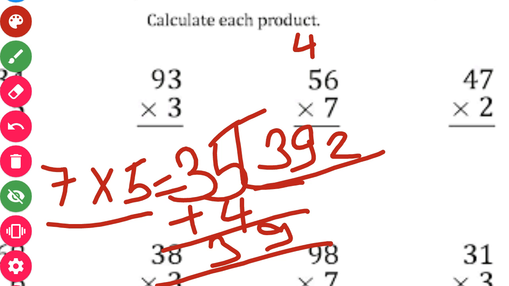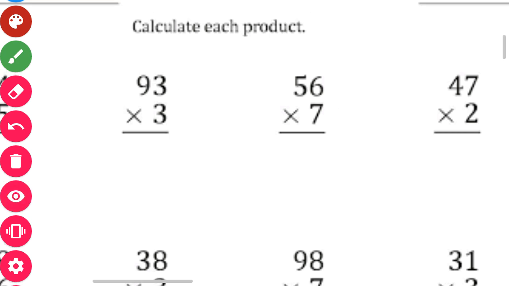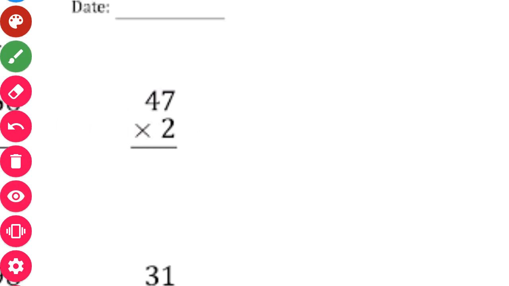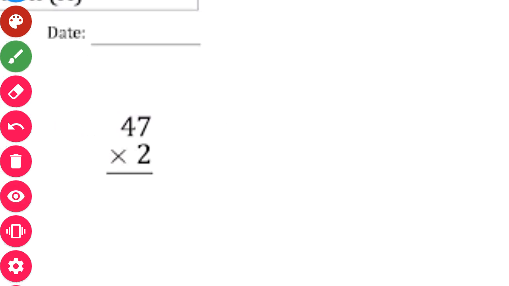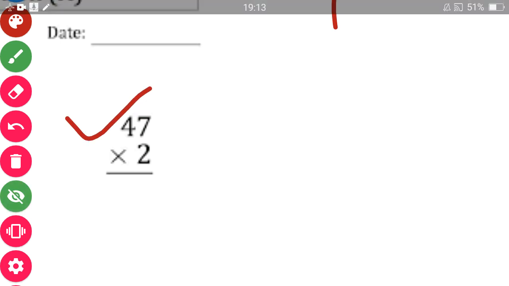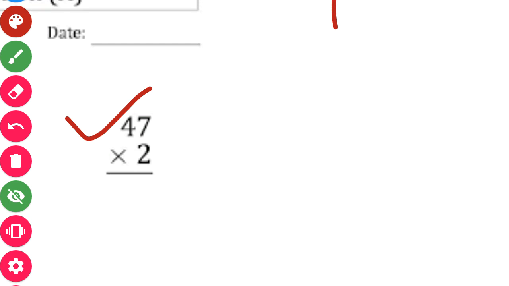56 into 7 we will get 392. Okay. Now the next question is an easy question. Try it yourself. 47 into 2. Try it yourself, beta.